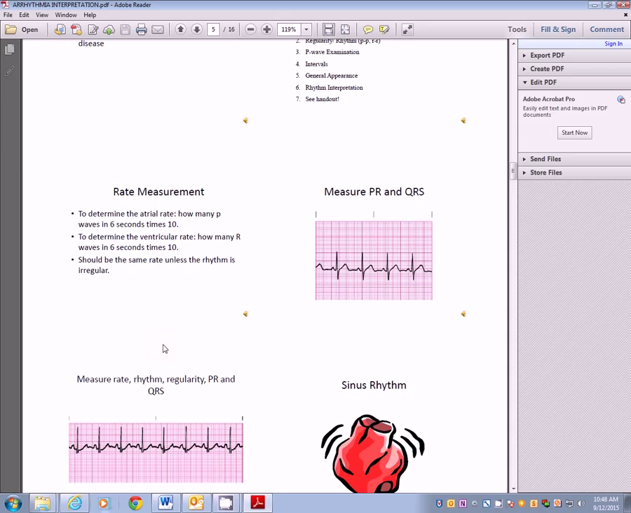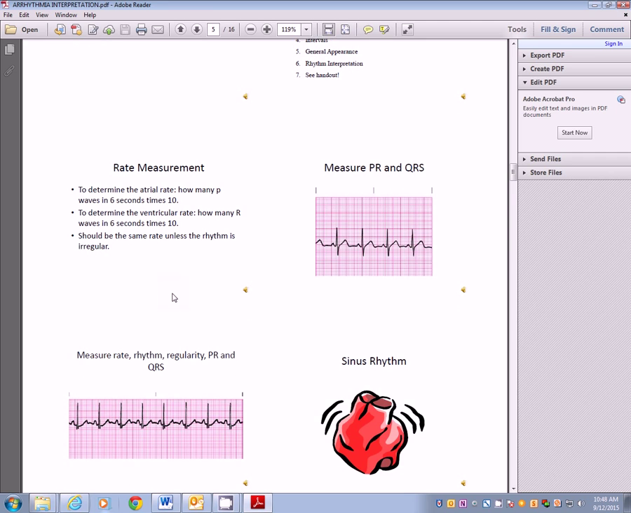All right, the rate measurement. To determine the atrial rate, the first thing she told you, go back to that 6-second rule. So if you don't remember how to do that, go back and look at the 6-second material that I have posted, because she went over this in detail, how to measure the atrial and how to measure the ventricular rate. To determine atrial rate, it's how many P waves are in a 6-second strip times 10. To determine the ventricular rate, it's how many R waves are in a 6-second strip times 10.